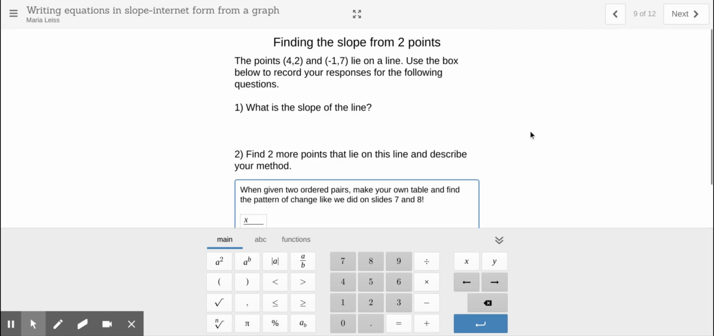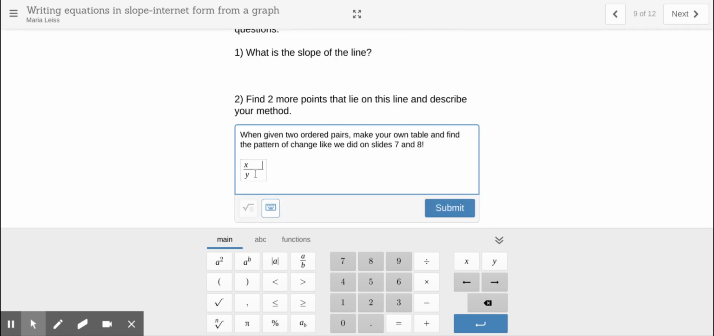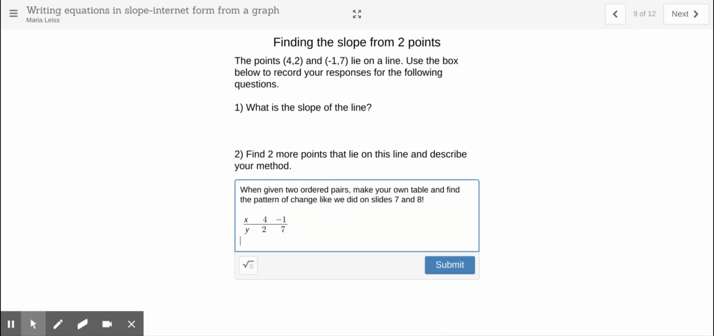All right, so now I look back up here. An ordered pair is made up of an x and a y value. The first number in the ordered pair is always x. The second number is y. So my 4 is going to go up here. My 2 is going to go down here. Let me come back up. My next ordered pair says -1, 7. So -1 goes here. 7 goes here. Now, I can't really make the lines going straight up and down, but this is my table.